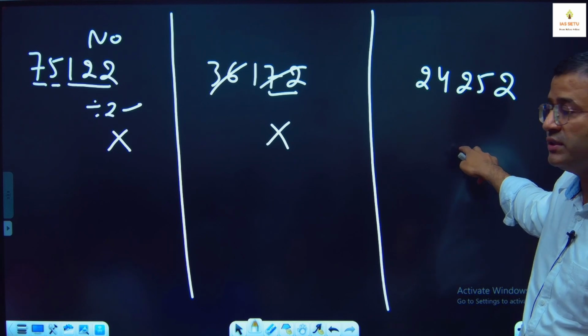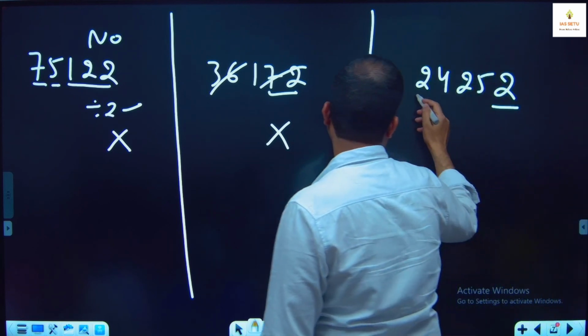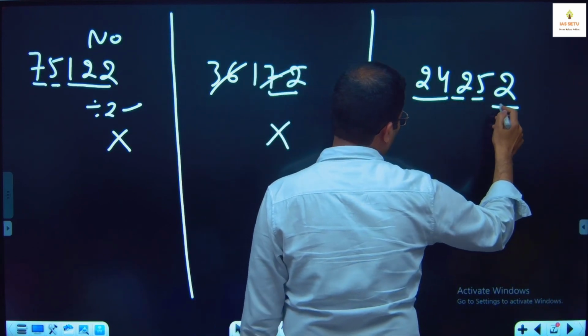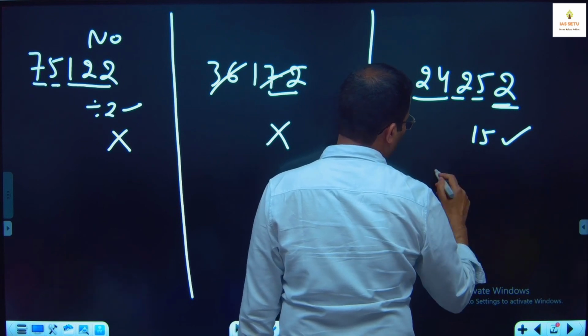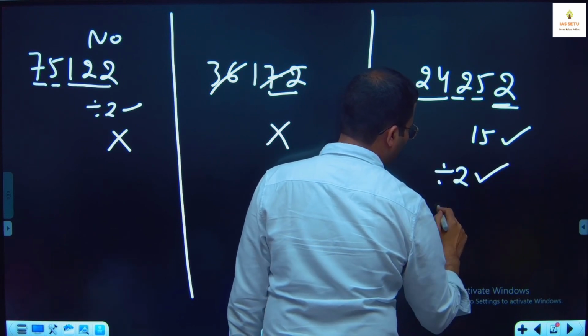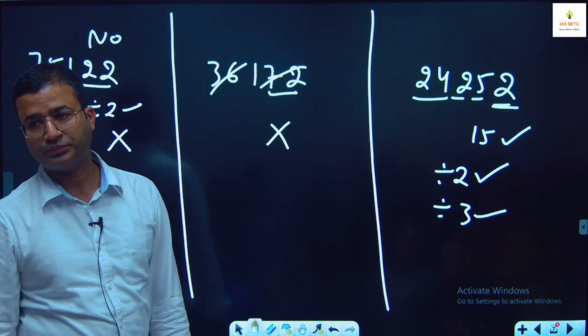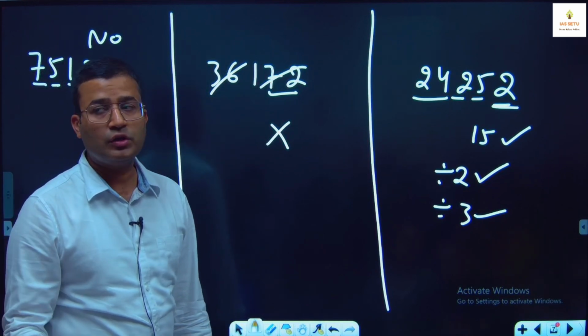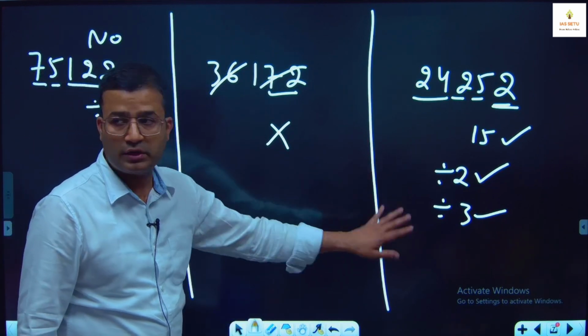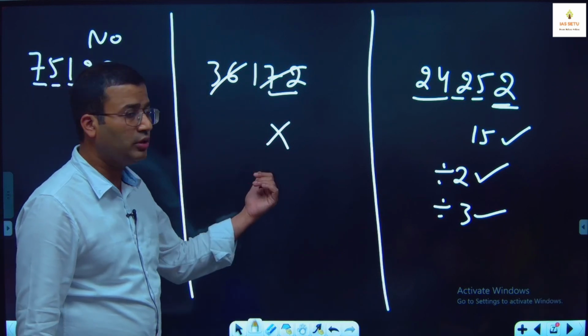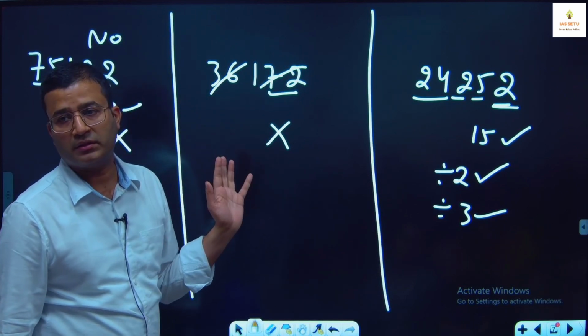In this case, yes, it is divisible by 2. 2 plus 4, 6, 8, 13, 15. It is divisible by 3 also. Since it is divisible by 2 as well as 3, this number is divisible by 6. Here also remainder will not help. यहाँ ये मत बोलना remainder 1 है. That is a wrong method.